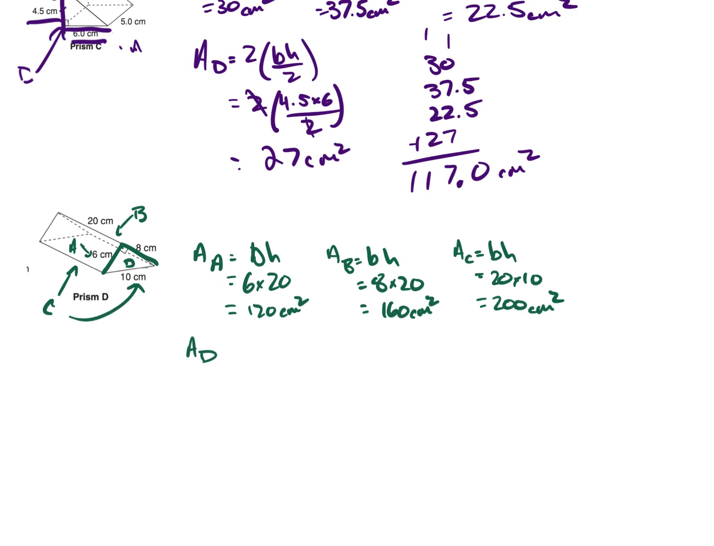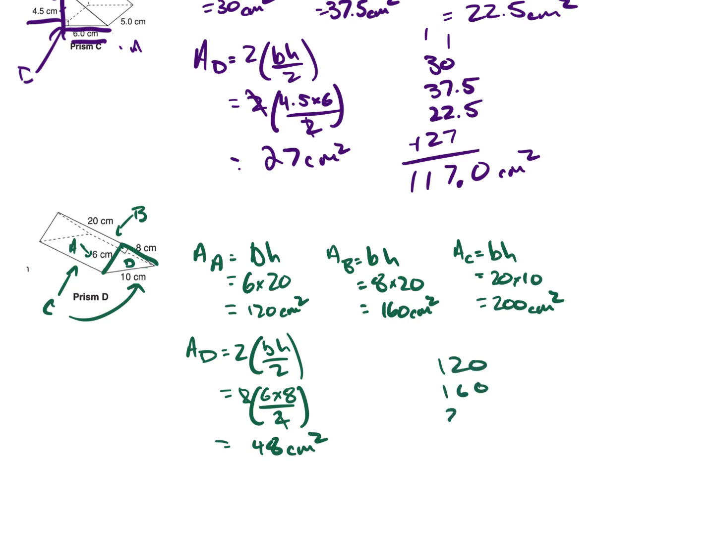So I've got area of D is equal to 2, because I have two triangles. Base times height divided by 2 equals 2 times 6 times 8 divided by 2. Those simplify, and then I get 48 centimeters squared. So add them up. 160, 200, and 48. 8's all by itself. That's going to be 12, and I get 528 centimeters squared. And that is it for those questions.